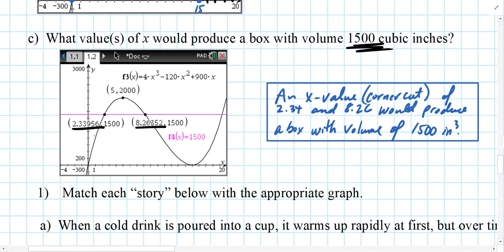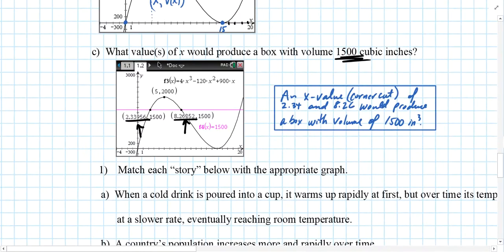So essentially, we can create a shallow box by cutting this corner. We can create a taller, narrower box by cutting this much out of each corner. And so an x value corner cut of 2.34 when rounded and 8.26 both would produce a box that holds a volume of 1,500 inches.